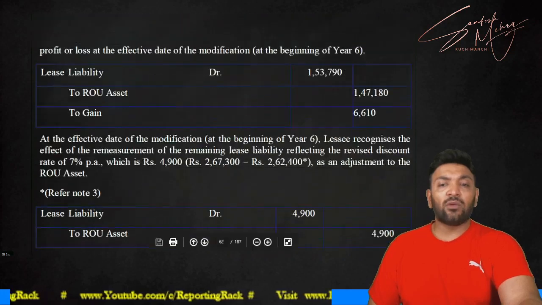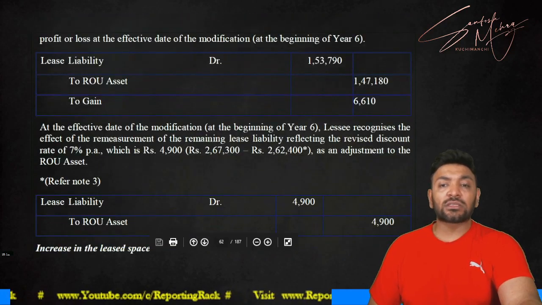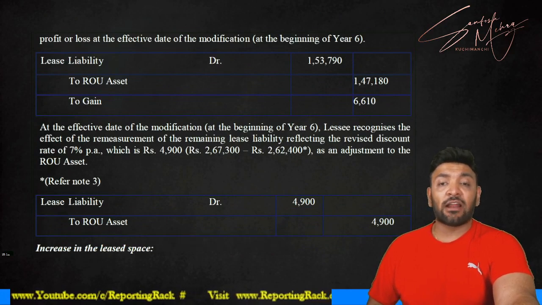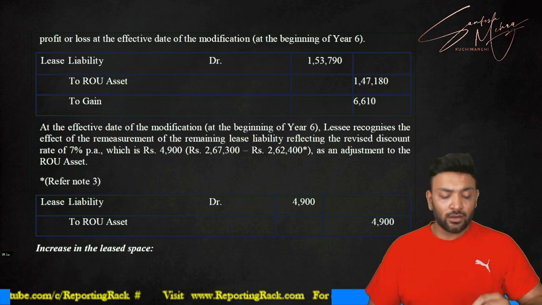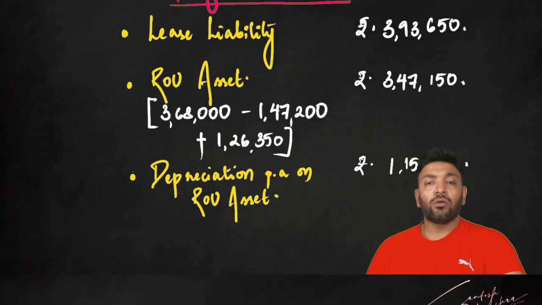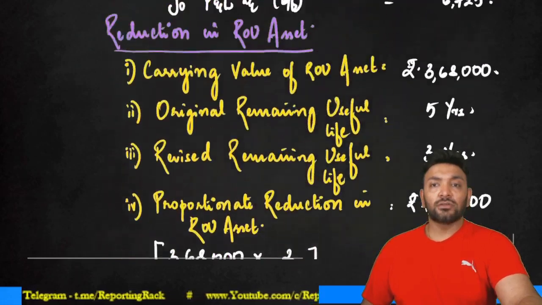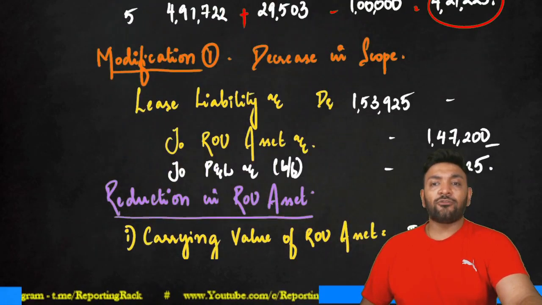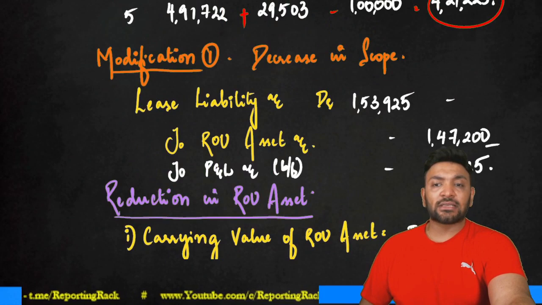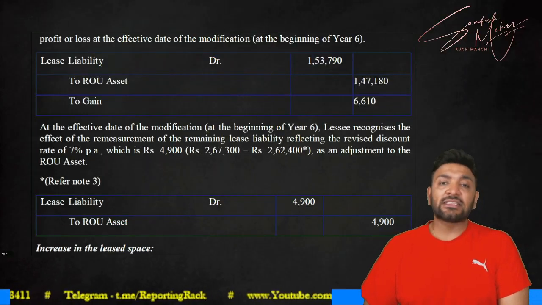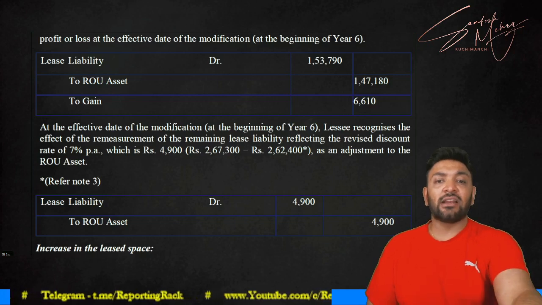Let us look at the P&L he transferred. He got 6,610 transferred to P&L. Lease liability decreased by 153 and ROU asset decreased by 147. Look at your answer. What was your answer as well? Something close. 153, 147, correct. 6,725 I got. You got 6,610. That is because of the approximation errors.